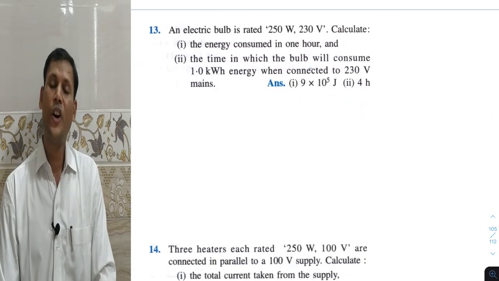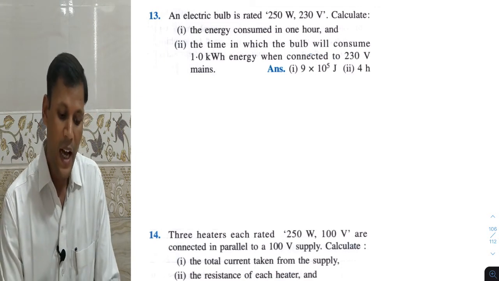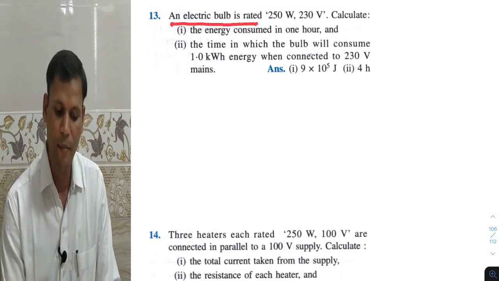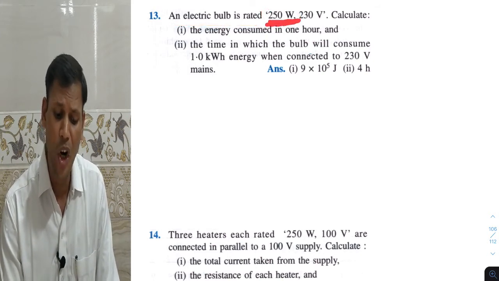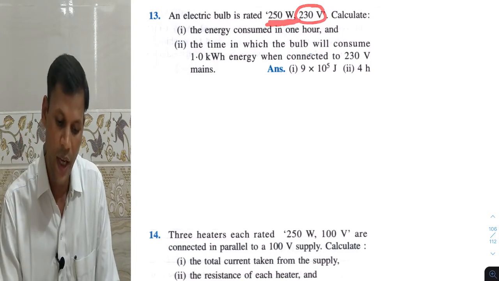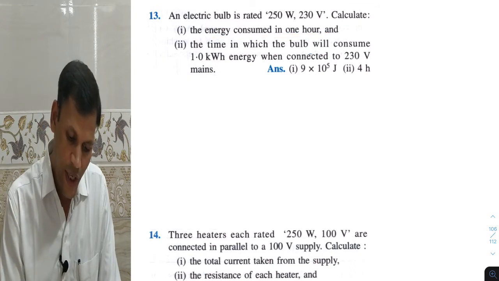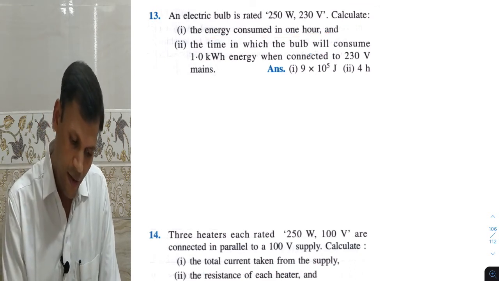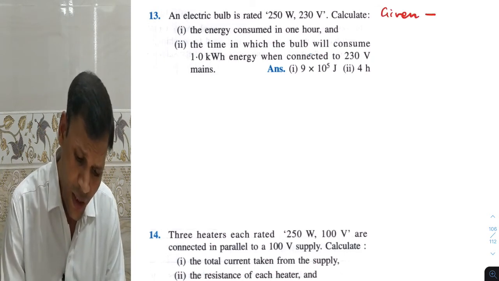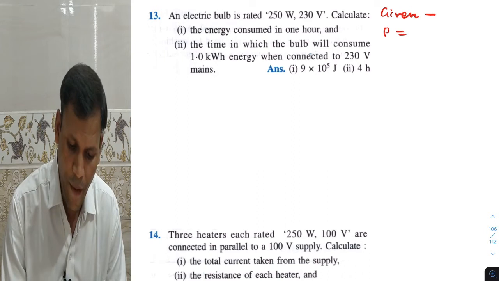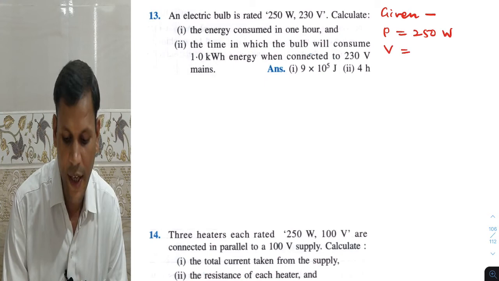Okay, now we can proceed to the next sum, which is question number 13. An electric bulb is rated, the power rating is given again, 250 watt, power is 250 watt and voltage is 230 volt. Calculate the energy consumed in 1 hour. Okay, let us write down the information given to us. So what is given? Power is 250 watt and voltage V is 230 volt.